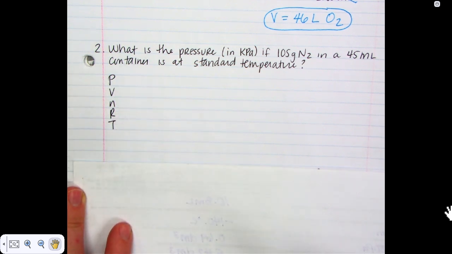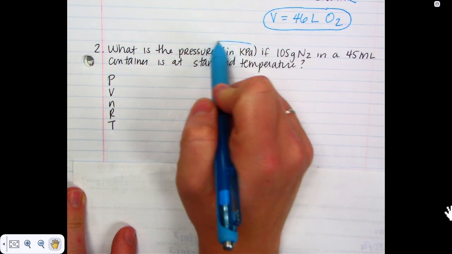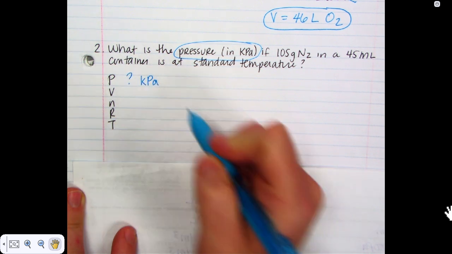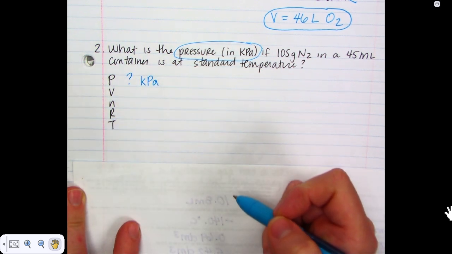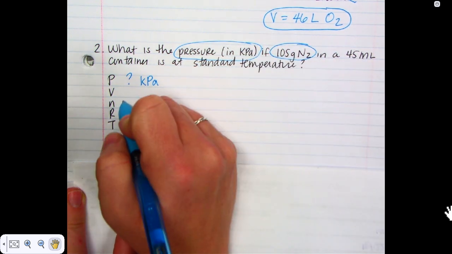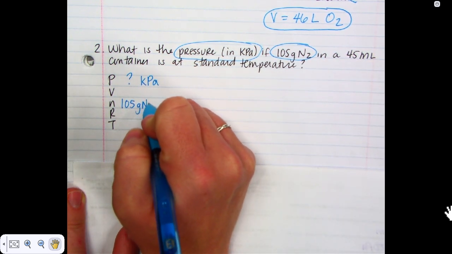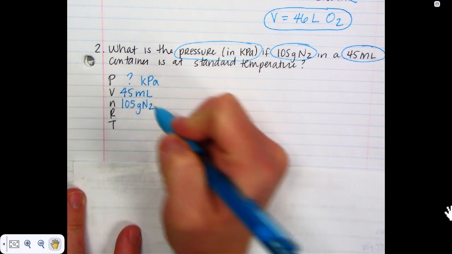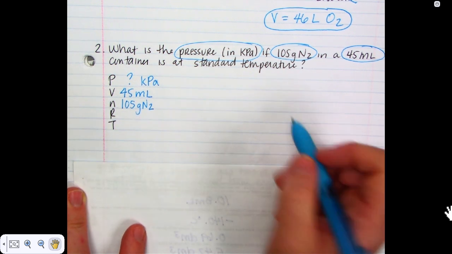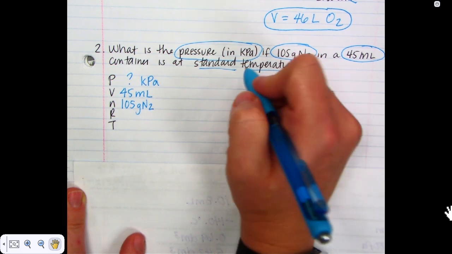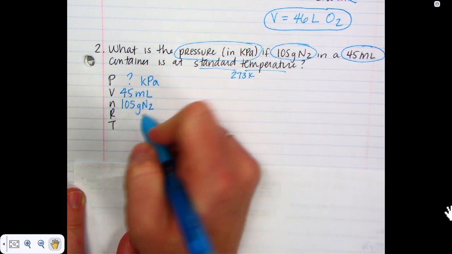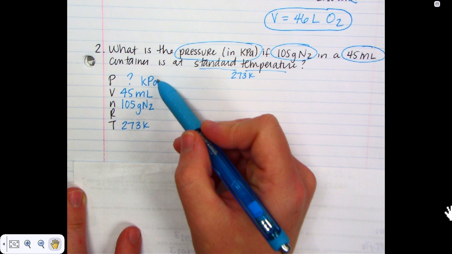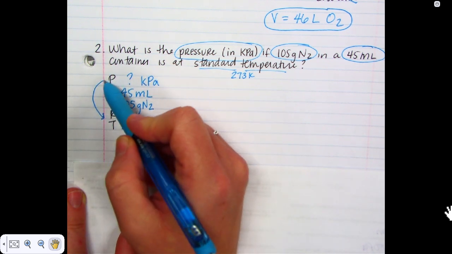All right, so let's go through and fill in our variables. What is the pressure in kPa? So I don't know what the number is yet, but I know what the desired unit is going to be. So the pressure in kPa, if 105 grams of N2, so 105 grams of N2 is where I'm going to get my moles from, in a 45 milliliter, that's my volume, going to have to convert that as well, container at standard temperature. Well, standard temperature in words is telling me that my temperature is 273 Kelvin. Remember, that is my standard temperature. All right, and R. Well, if my pressure is going to come out in kPa, I need my R for kPa.